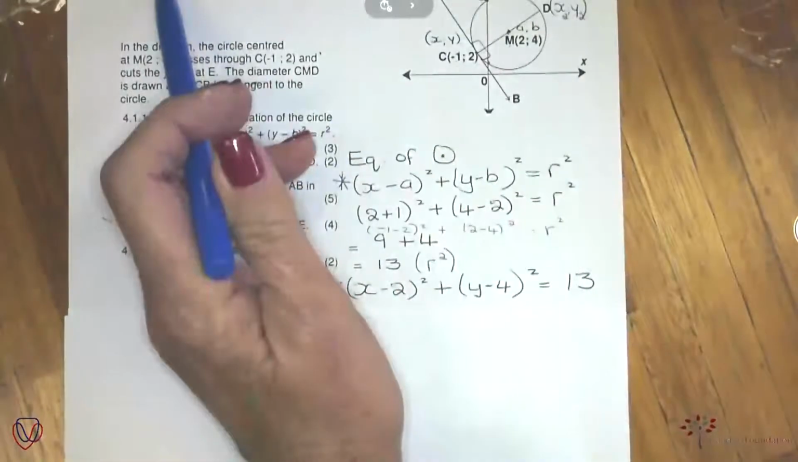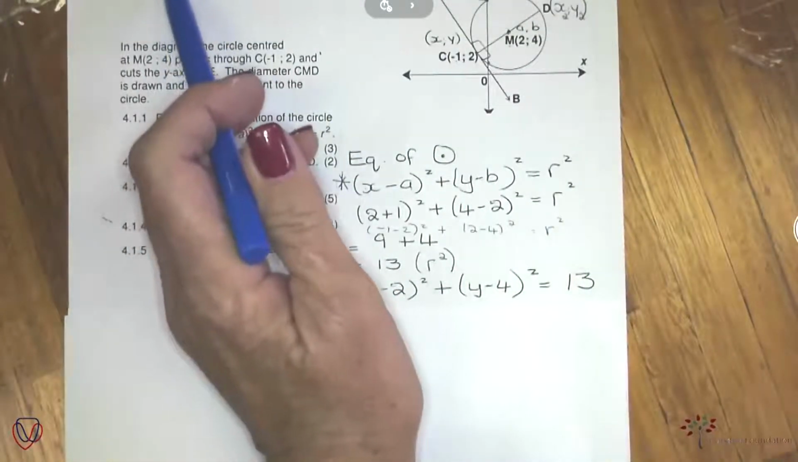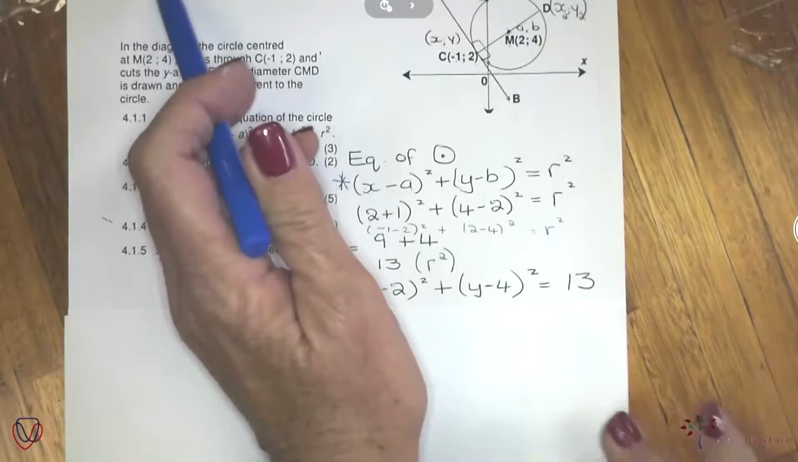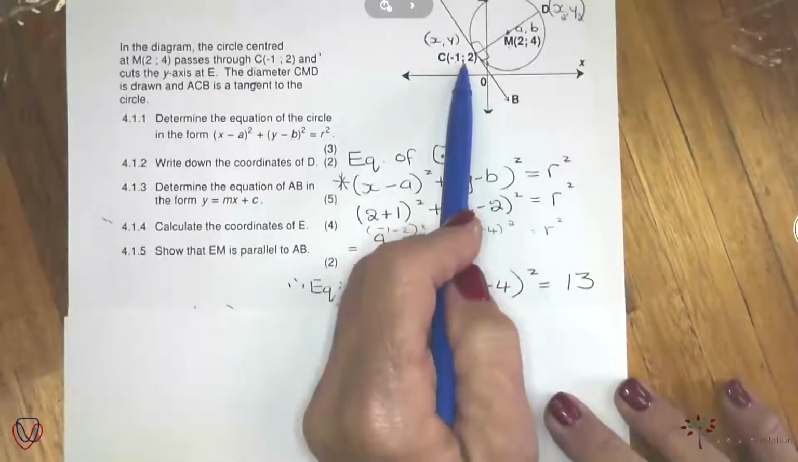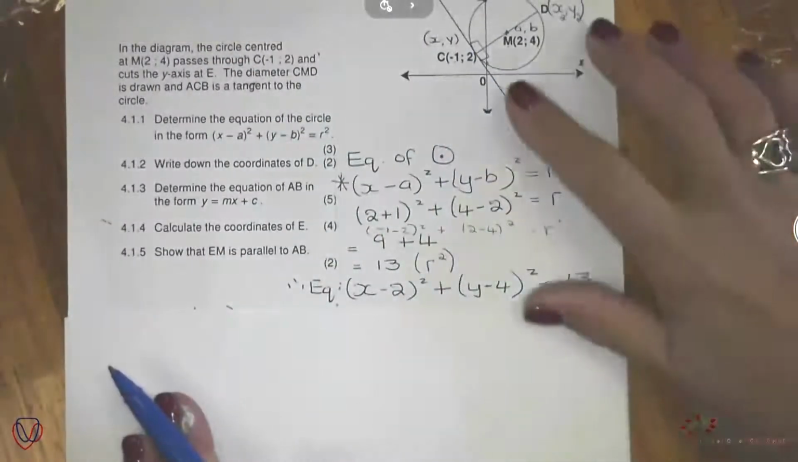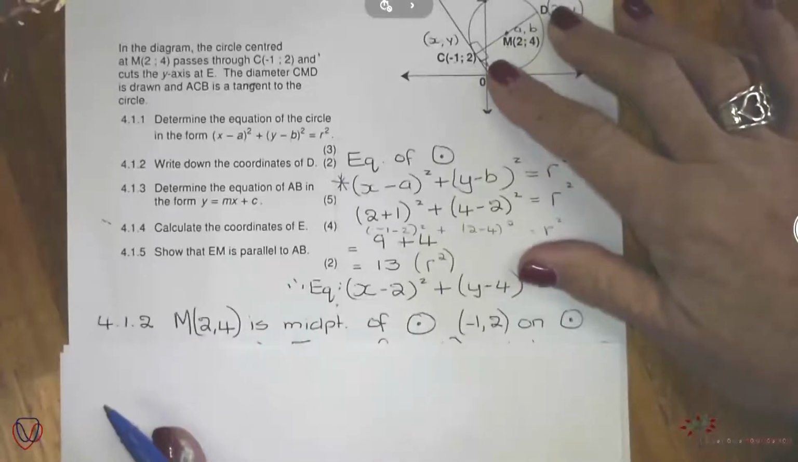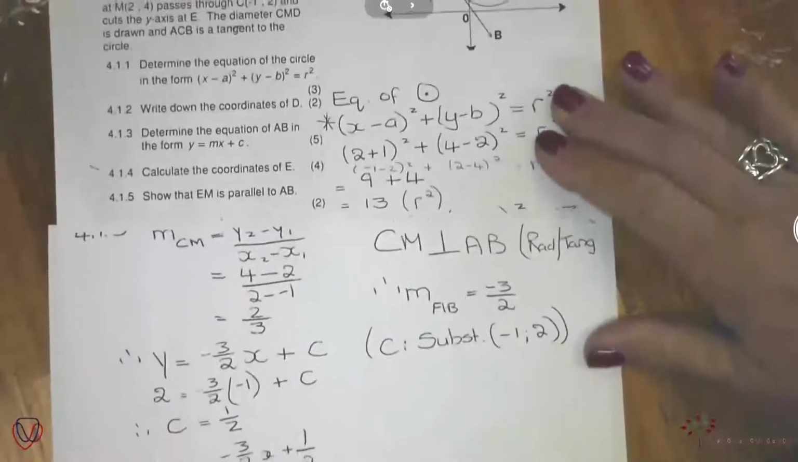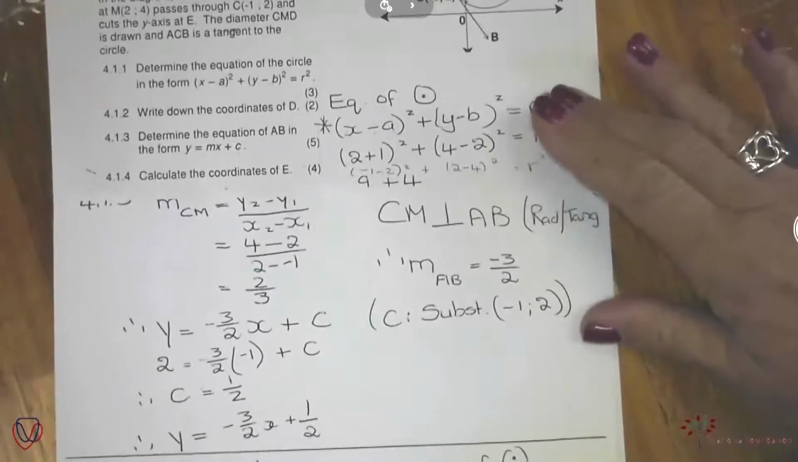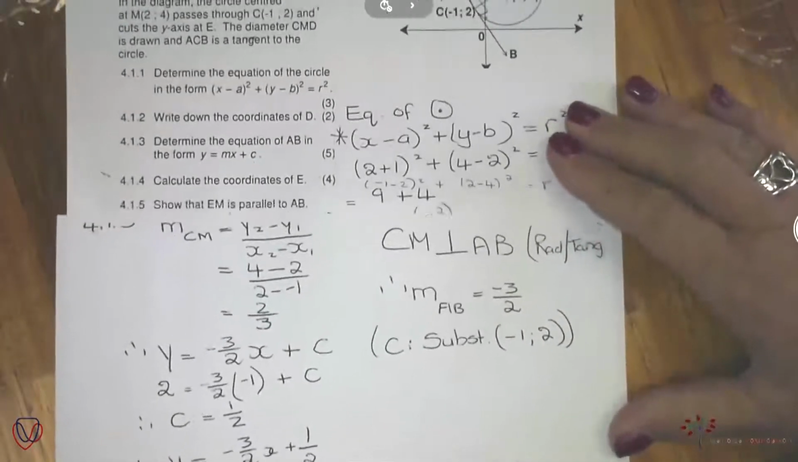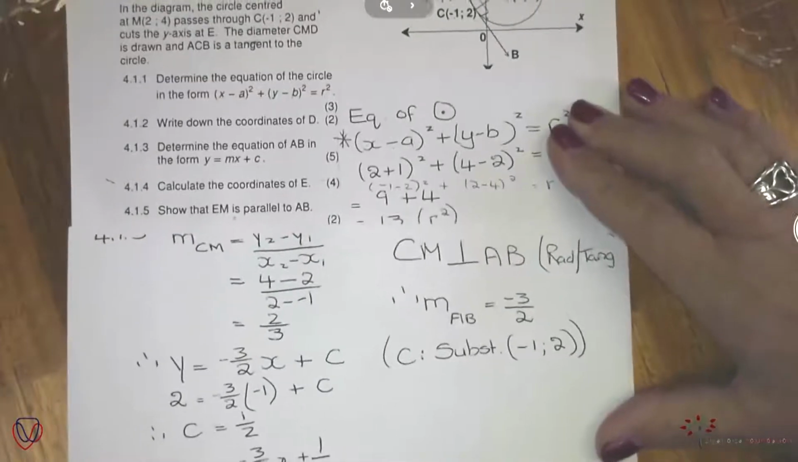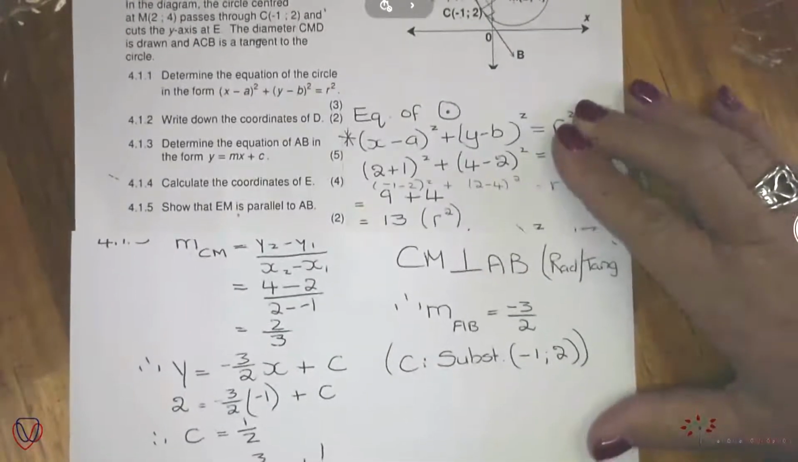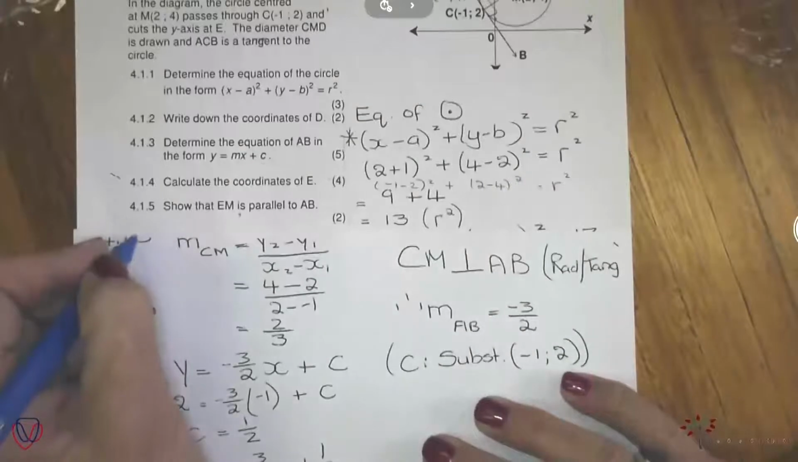To find an equation of a straight line, I need m and c. There's no other way to find m because I only have 1 point. So I'm going to determine the gradient of CD. Sorry, I'm at the wrong one here. Let's go to 4.1.3. There it is. Okay, let's just write that 3 there.